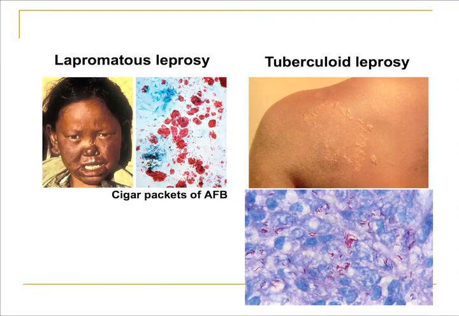Lepromatous leprosy is shown in the next slide. On the left-hand side, you can see the disfiguring lesions in the picture of the child, and that the organisms have an unusual formation where they're described as cigar packets of AFB. The organisms actually are fairly long, and they will line up like cigars in a packet. On the right-hand side are the more subtle lesions of tuberculoid leprosy, and you can see that there are fewer organisms in the tissue of this type of leprosy.